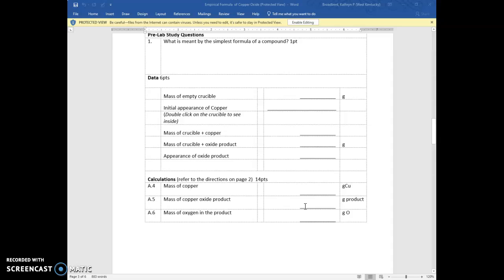Now the next one asks us what the mass of the oxygen is in the product. Well, how are you going to know that? Okay, so the mass of the oxygen was added. So we started with copper, and then on this line, we combined it with oxygen on 5A. So if we take 5A and subtract off 4A, we'll get the mass of the oxygen that was added. So it's the difference in the mass of the copper and the copper oxide. Oxide just means we added oxygen. Okay, so now we've got the mass of the copper and the mass of the oxygen. We're in business.